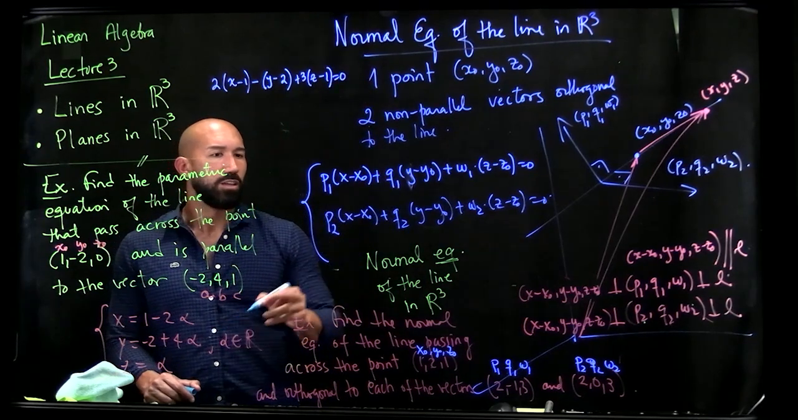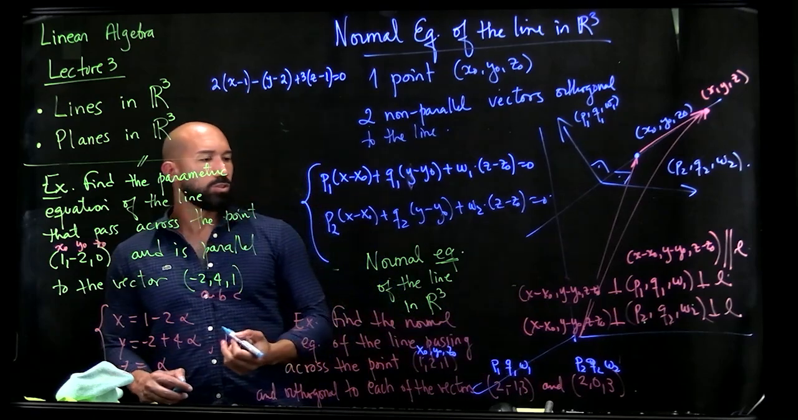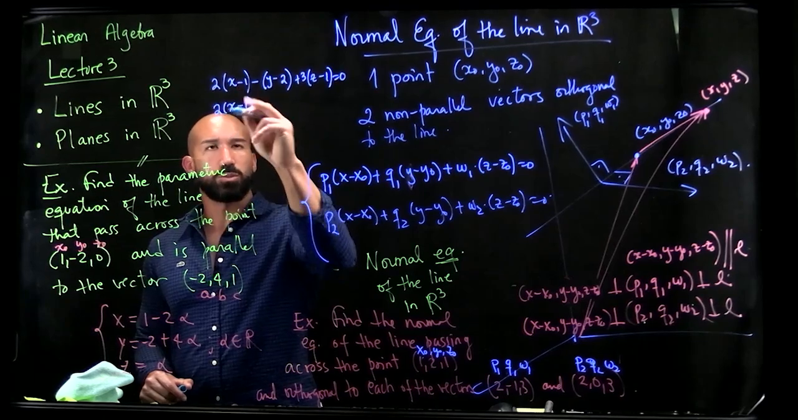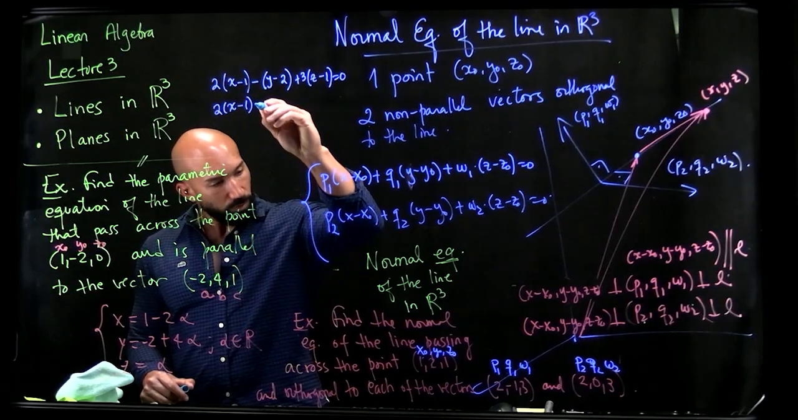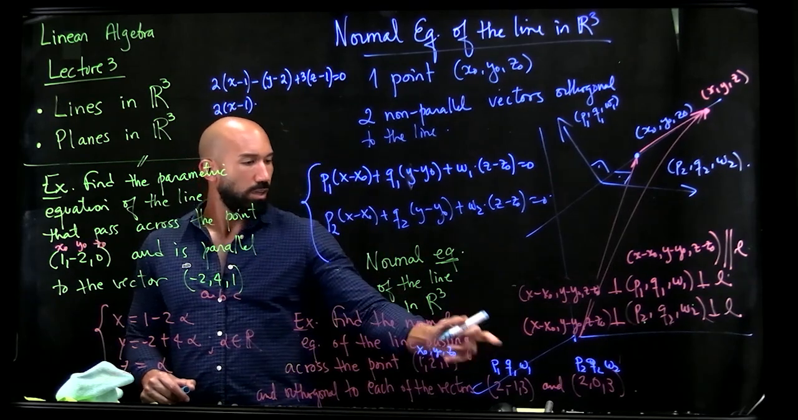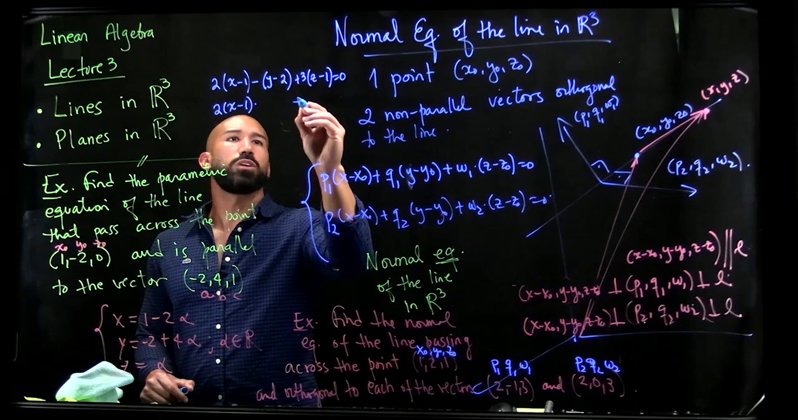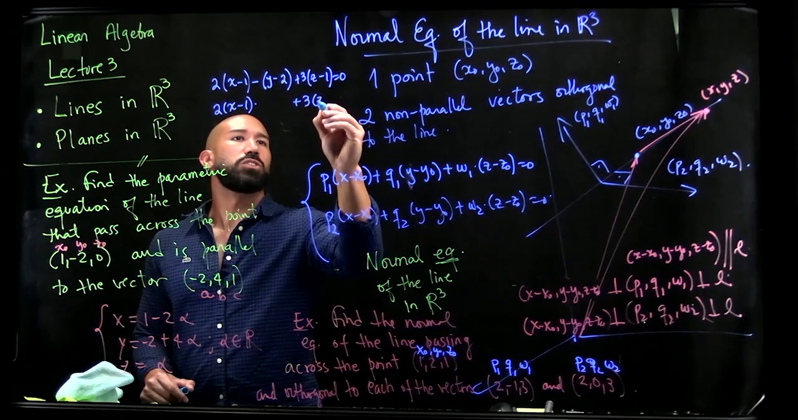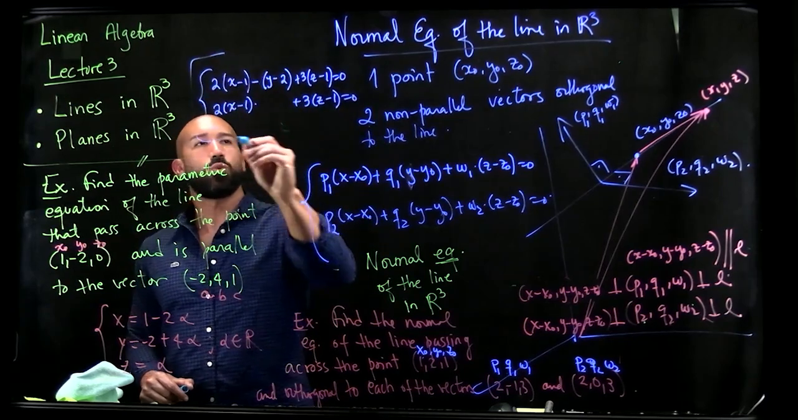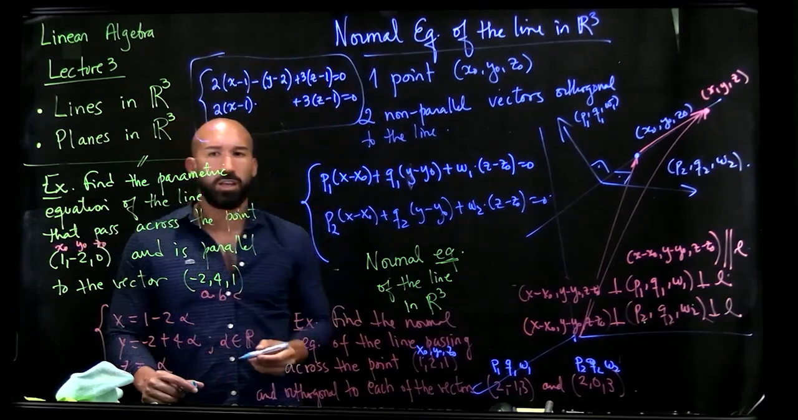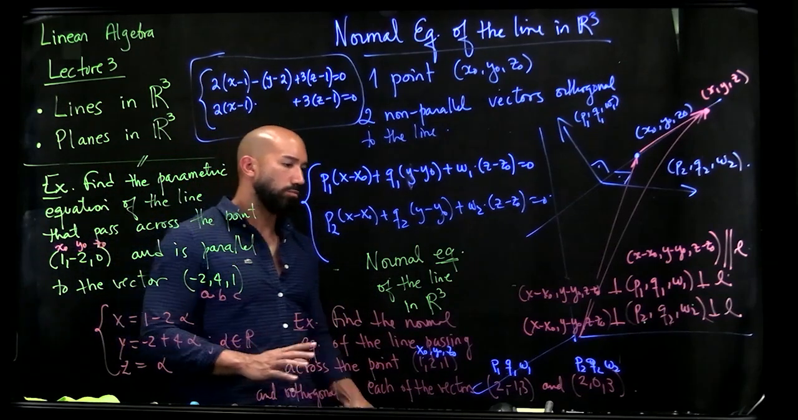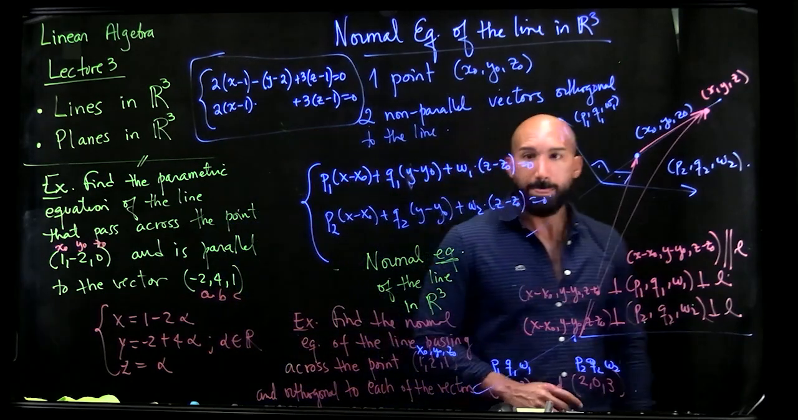Okay, and now P2 is 2, so 2x minus x0, same thing, plus 0 times y minus y0, so that goes away. Again, plus 3 times z minus z0. And this here is the normal equation of the line in that case. Is that okay? All right, good.